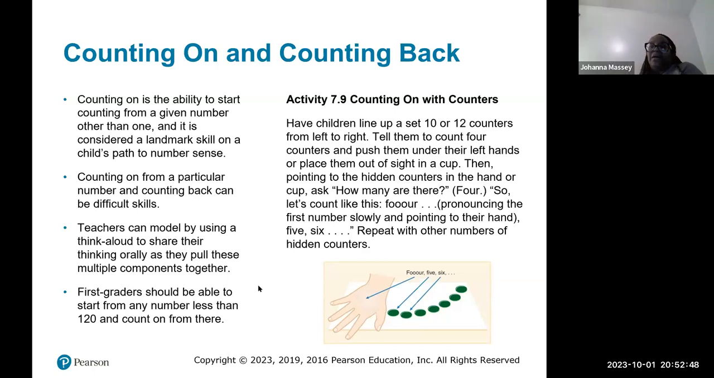Or you could place them in a cup, but make sure it's not a clear cup. Then point to the hidden counters in the hand or cup and ask, how many are there? And hopefully they'll say 4. So let's count this, okay? We could say 4, while you point to your hand, 4, 5, 6, 7, 8, 9, 10, and so forth. Okay.